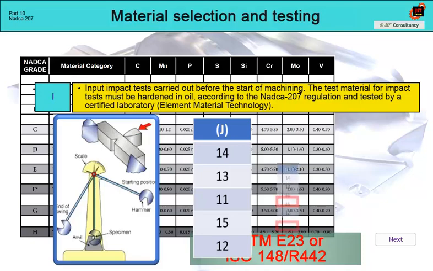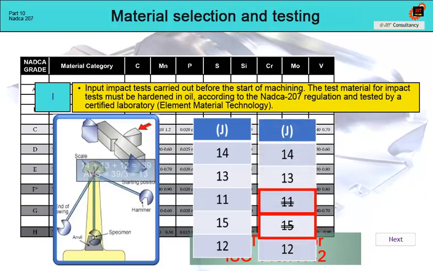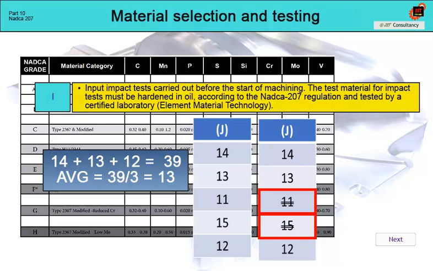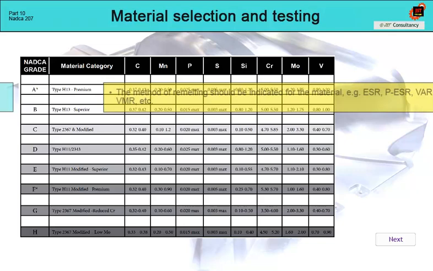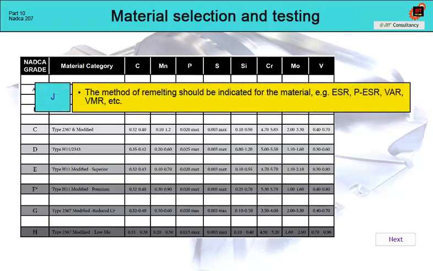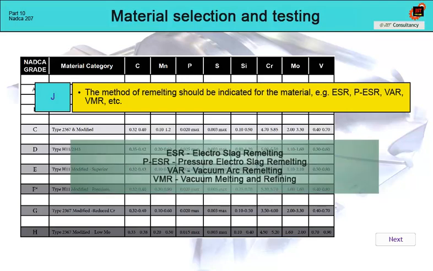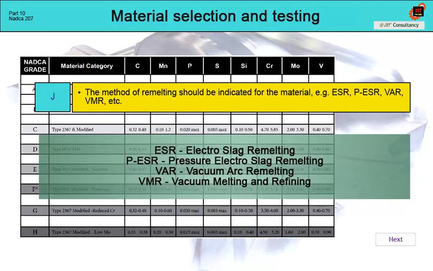The lowest and highest value are not taken into account. The average value is calculated from the remaining 3 measurements. This must correspond to the table values for the given material according to NADCA 207. The last condition J is more or less already formal. For each material, the method of remelting should be indicated, for example ESR, PESR, VAR, VMR, etc.